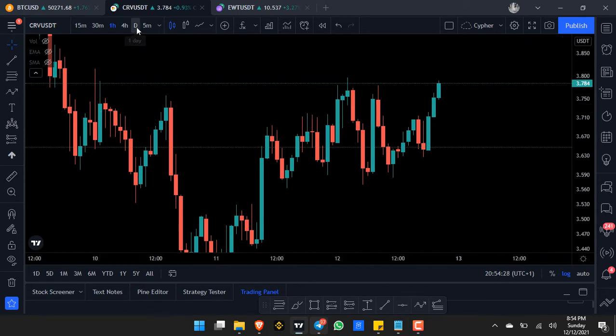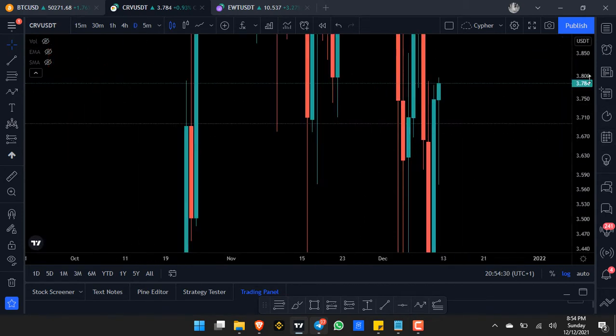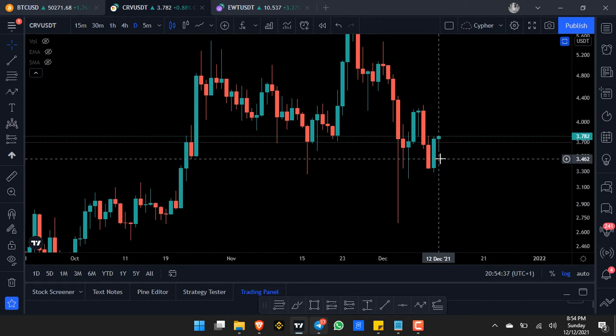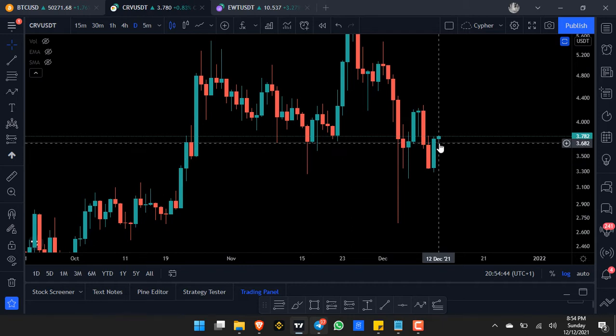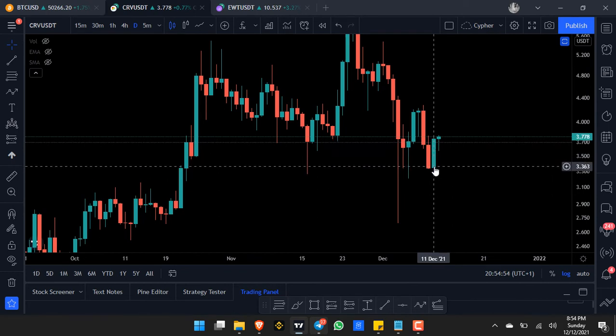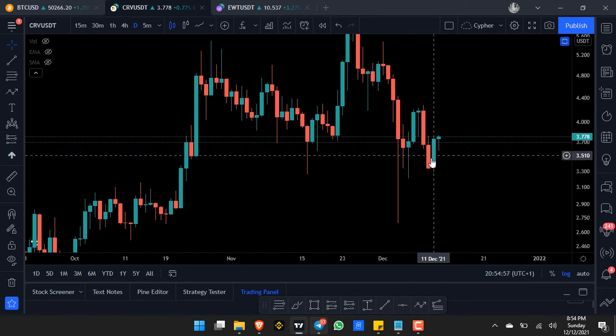Now if you equally go to the daily time frame, what we are necessarily saying is that each of these candles represents one whole day of price action. Today is 12th of December, so we are looking at this one, showing us for today. Now look at this one, 11th of December. This one is showing us price action for yesterday. Now what it means is that this is green. It means that yesterday there were more buyers in this market than sellers.